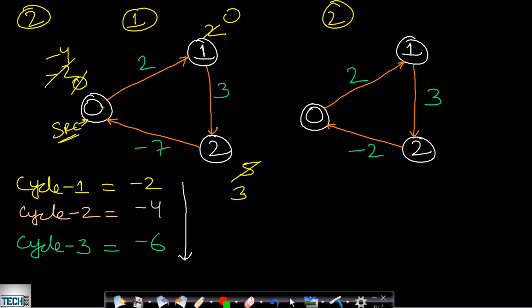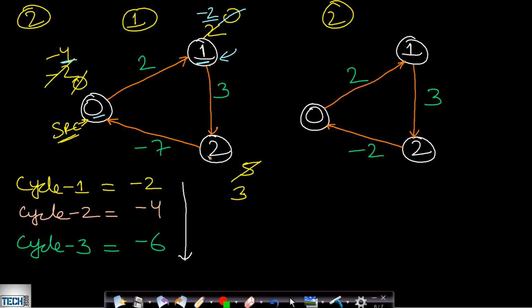Now let us do the third step. In the third relaxation, we start from this node 0. From 0 to 1, the cost will be minus 4 plus 2, which comes out to be minus 2. So this node 1 is getting a new shortest path. So here we can stop and say that this graph has a negative edge weight cycle.